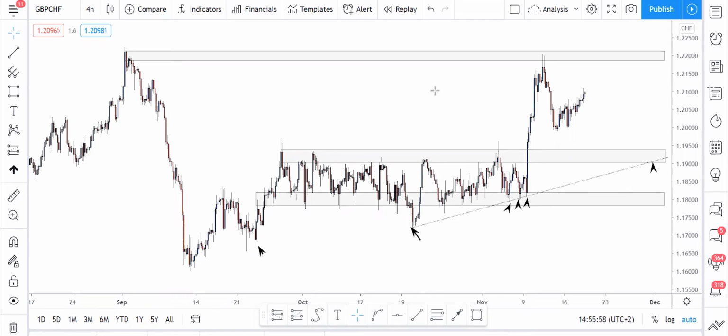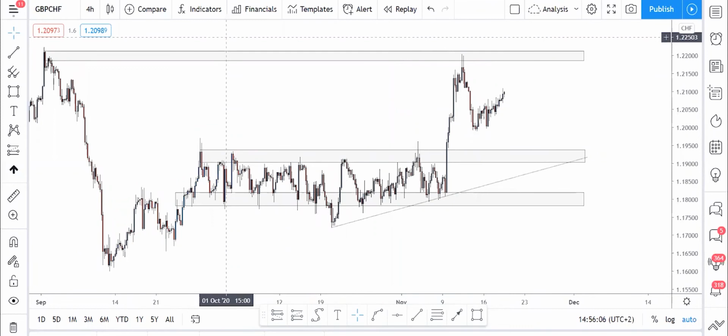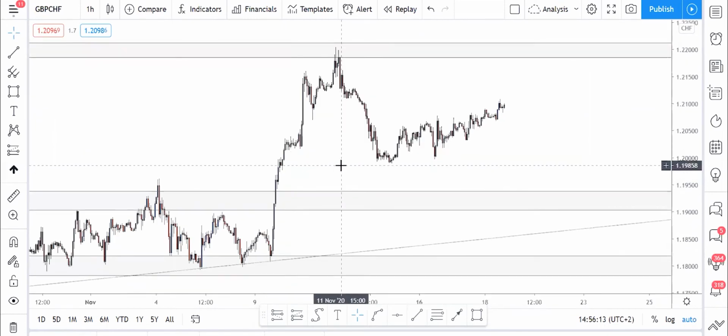So what we can say, guys, is simply: if price is doing this, then we do that. If the market does this, then we do that. So what we're going to do, guys, is go to a lower time frame. Let's just select H1. So what do you see on H1?